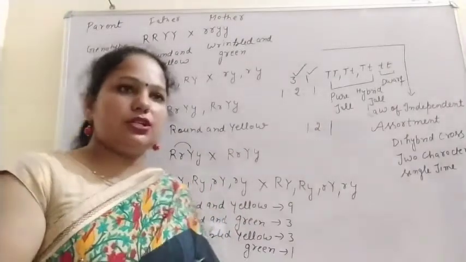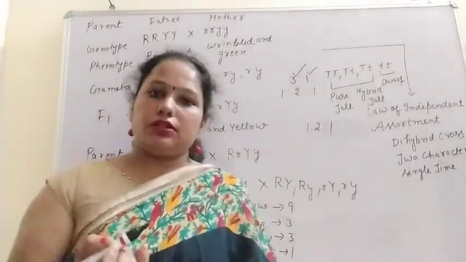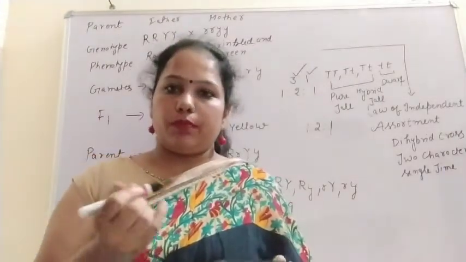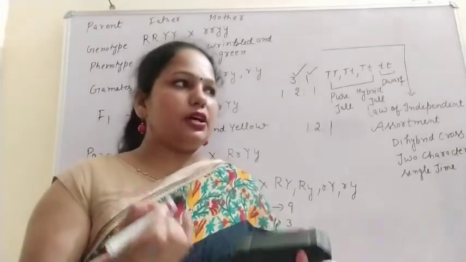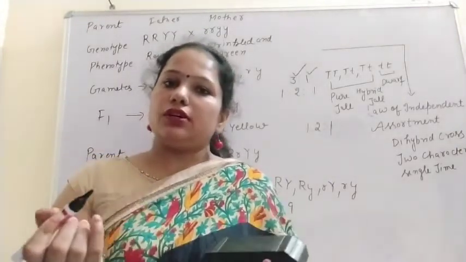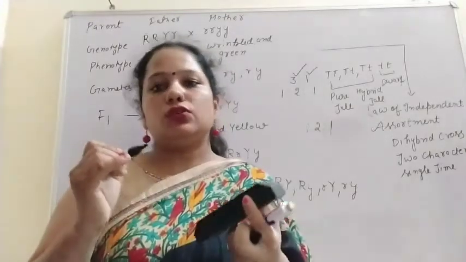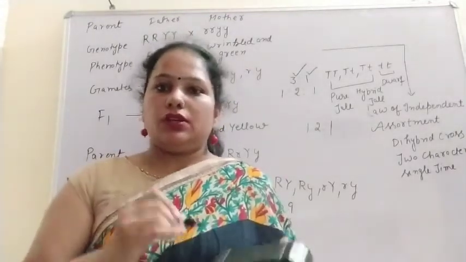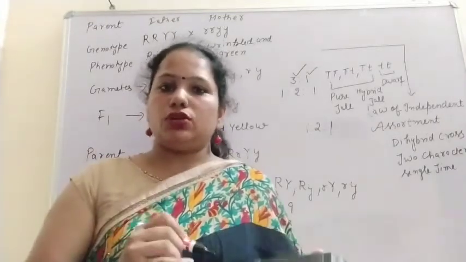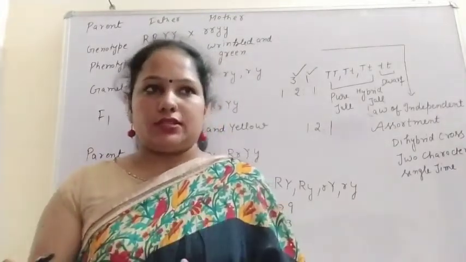Then the law of segregation means that these factors occur in pairs, but during gamete formation they separate and combine again in the next generation, and these factors don't mix. There is no blending of these factors. They express themselves separately, but there is a combination of dominant and recessive.